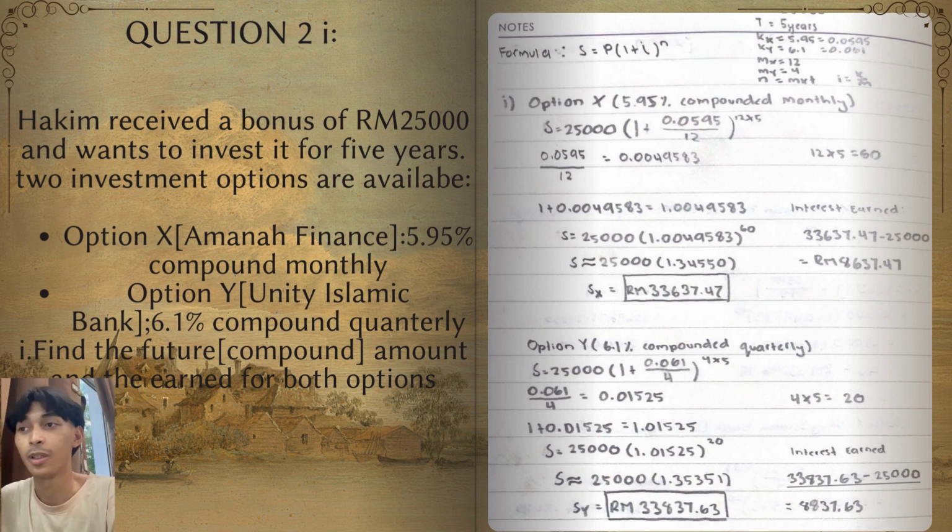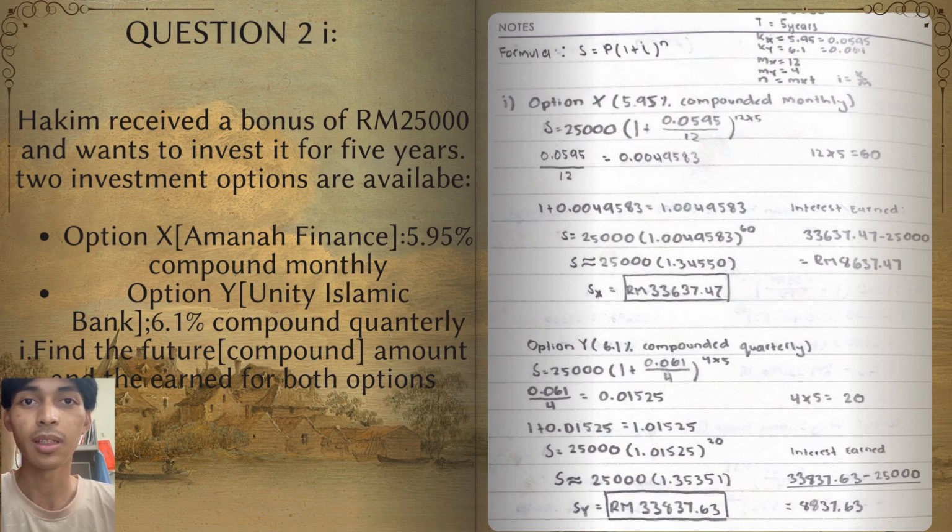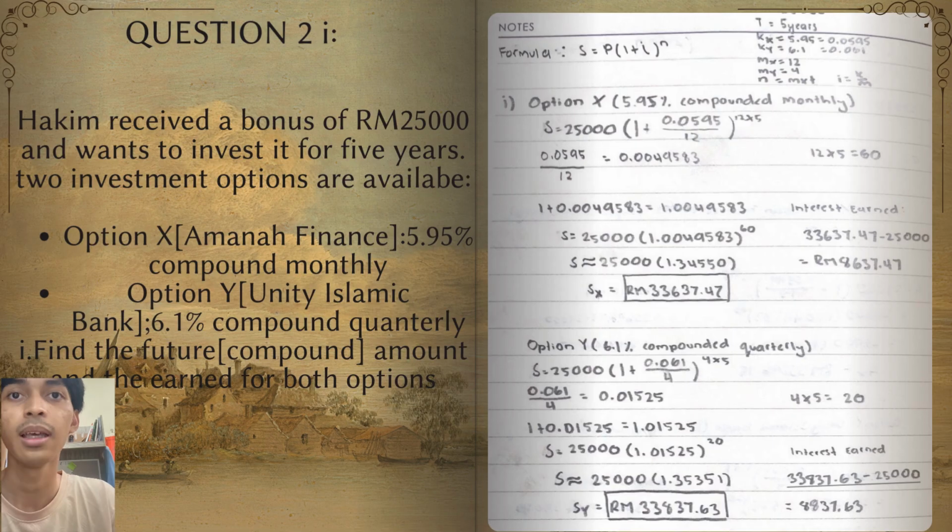So, the formula we will use is S equals P bracket 1 plus I to the power N. Before we start answering the question, we need to figure out the content of the question. T equals 5 years, KX equals 5.95%, KY equals 6.1%, MX equals 12, MY equals 4, N equals M times T, I equals K over M. Part 1 Roman, option X, 5.95% compounded monthly.